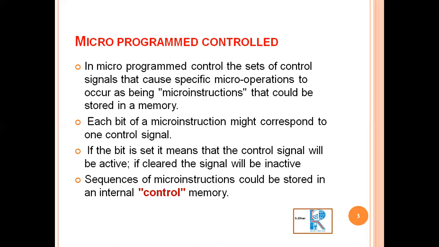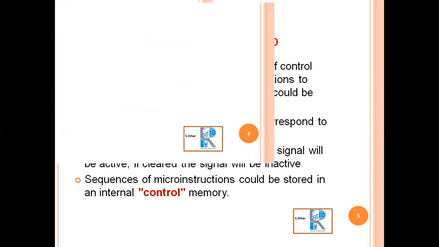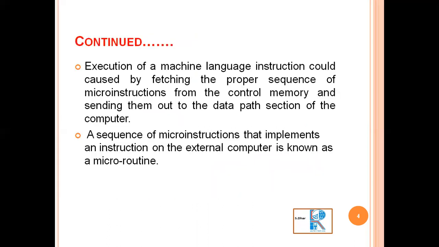Now the sequence of micro instructions is stored in a special type of ROM that is called the control memory. When the processor wants to execute the control unit, different signals in the control unit, it will just fetch the different micro instructions from the control memory and execute according to the micro instruction. Clear? Now see how. Execution of a machine language instruction could be caused by fetching the proper sequence of micro instructions from the control memory and sending them out to the data path section of a computer.